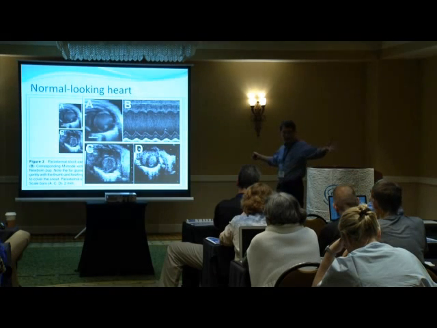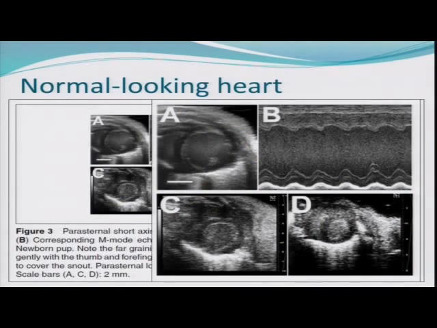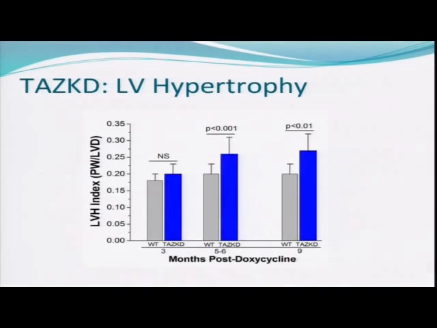And in fact, if you look at the data over time in a wild-type mouse, that index, if you want to call it that, we call it the LVH index, that ratio is very, very constant. It's about 0.2, the posterior wall to the left ventricular cavity. So one of the things that struck us was that these mice looked hypertrophied. The tafazzin knockdown mice look hypertrophied.